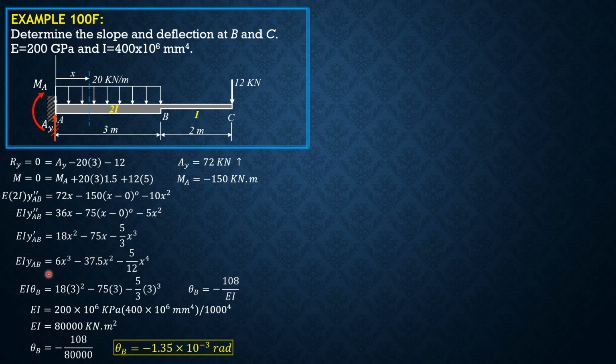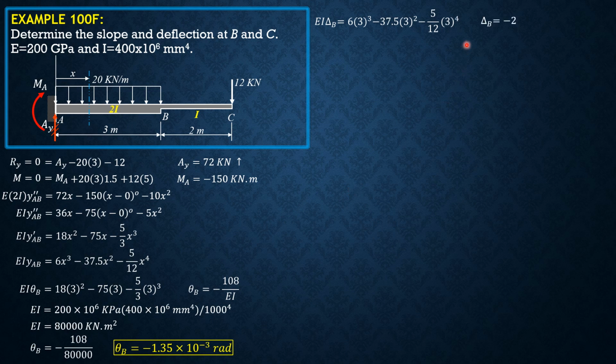Likewise, for delta B, into this equation, we substitute x is 3. So EI delta B equals 6 times 3 cubed minus 37.5 times 3 squared minus 5 over 12 times 3 to the fourth.